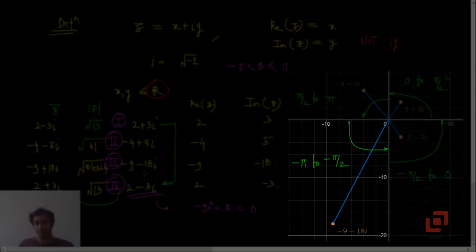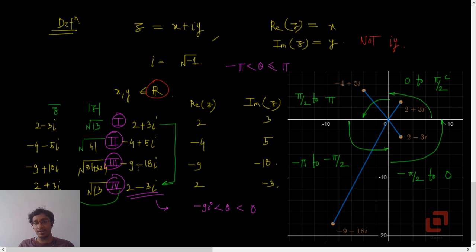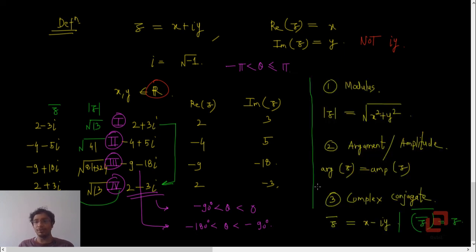So what will now be the location of this point? Third quadrant. Both are negative: -9 the real part and -18 the imaginary part. So because both these things are negative, for this complex number the principal argument will be between -180 degrees and -90 degrees. So you should be a bit more careful while using this formula, tan inverse of y upon x. This formula is applicable only when the complex number is in the first quadrant, and in all other three quadrants you should be extremely careful. Okay, so this is regarding the modulus, argument or amplitude, and the complex conjugate of any complex number.